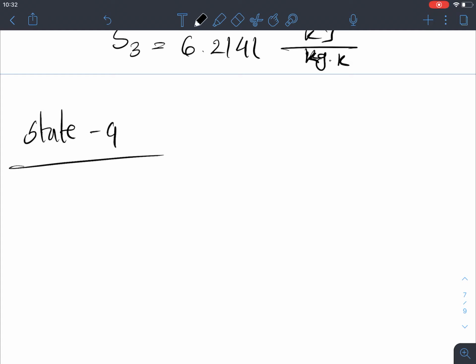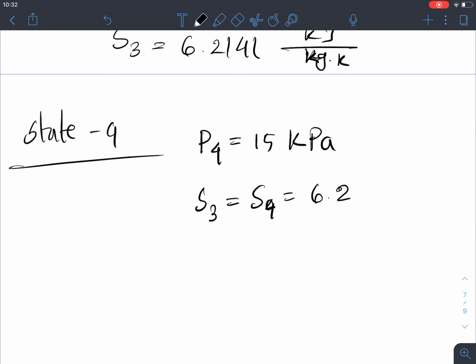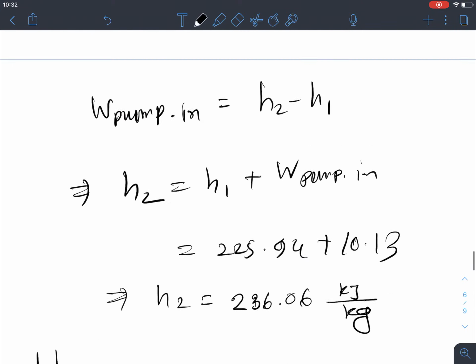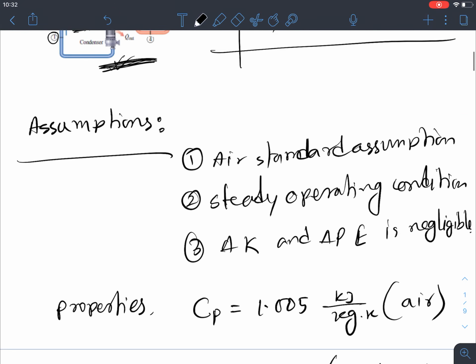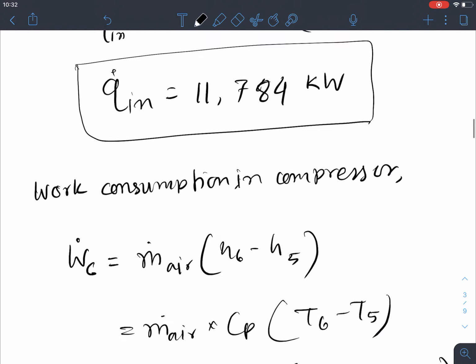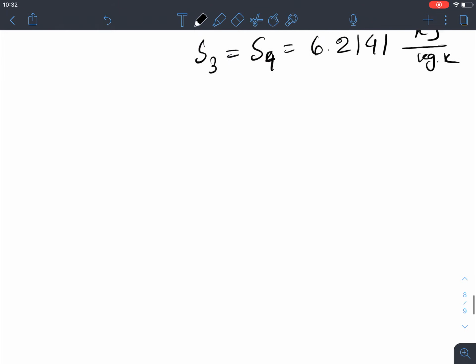Now at state 4, how do we determine all this information? In state 4, we have the pressure P4 equals 15 kilopascal, and we also have entropy S3 equals S4, because it's an isentropic process, entropy are equal, 6.2141 kilojoule per kg Kelvin. We have all this information. Now at point 4, if we take a look at this diagram, we need to determine the quality of the steam, X, right?